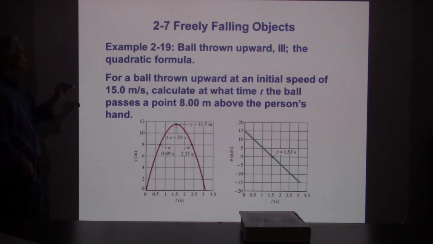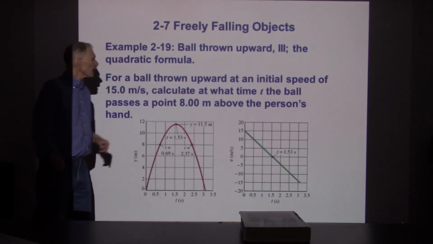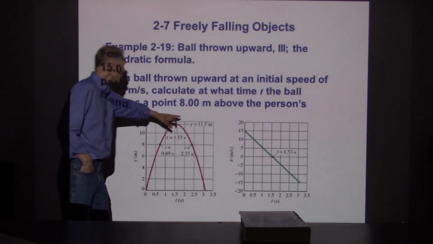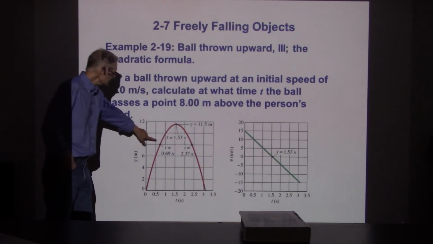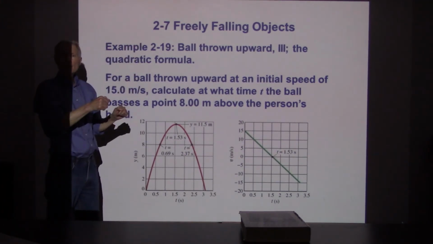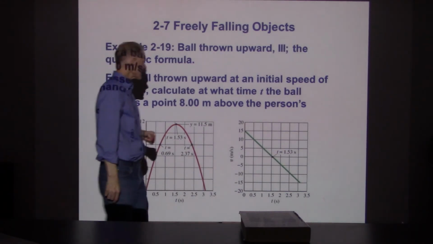And now what they're saying is, they're going to give us one more problem here. Calculate the specific times when the ball passes the height of 8 meters. So we know that the ball is going to reach all the way up to 11.5. It's going to pass the 8 meter mark on the way up. It's going to pass the 8 meter mark on the way back down. Let's find out at what times that's happening.